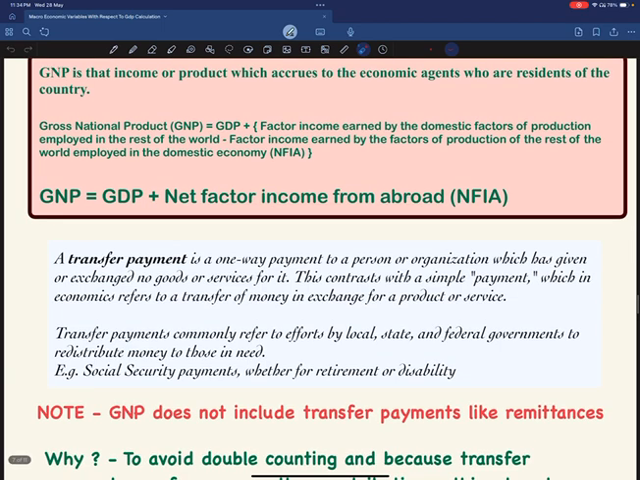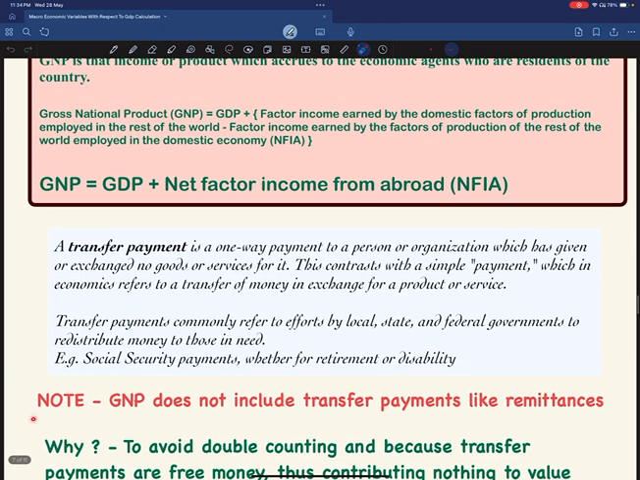Just note one thing, this can be a prelims question. The gross national product does not include transfer payments. So what are transfer payments? They are one-way payments where goods and services are not exchanged.